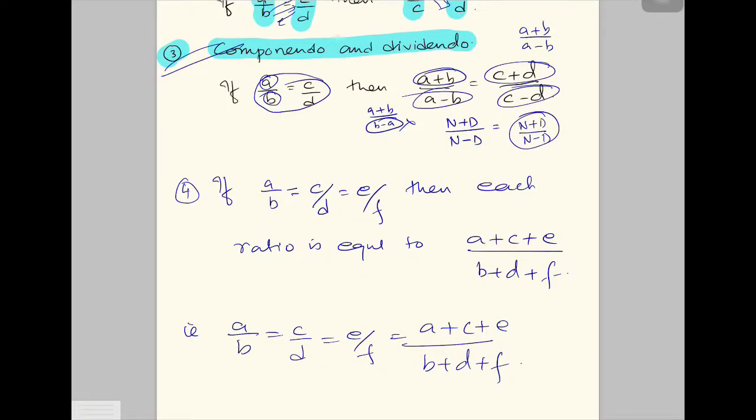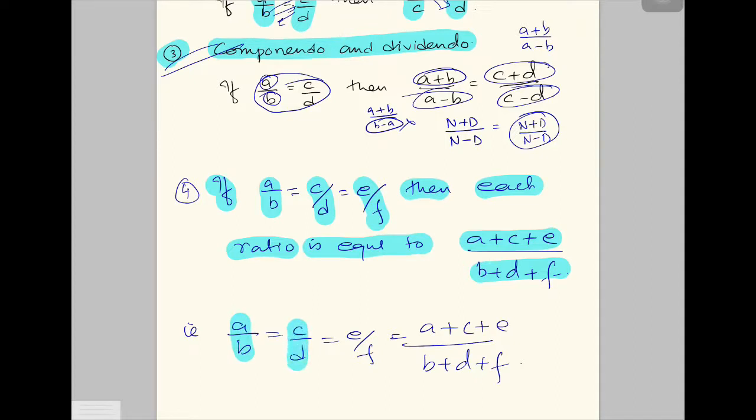And we are doing one more extra property, that is if A by B equals to C by D equals to E by F, then each of these ratios will be equal to A plus C plus E divided by B plus D plus F. That means if three ratios are equal, that will further be equal to the sum of the first terms divided by the sum of the second terms. Have a look here. So A by B, C by D, E by F, this can be equal to A plus C plus E divided by B plus D plus F.